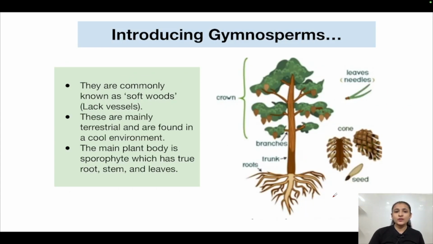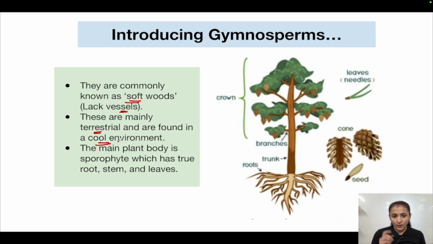Now let us move forward. Gymnosperms are commonly known as softwoods. Why are they known as softwoods? Because they lack vessels. In their vascular tissue, vessels are absent. That is why they are known as softwoods. They are mainly terrestrial, that is, they are found on the land, and they are found in cooler environments where cold conditions are present. Mostly you will see gymnosperms growing in those areas.